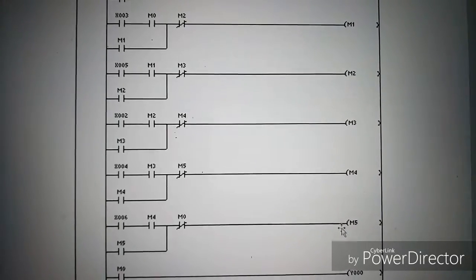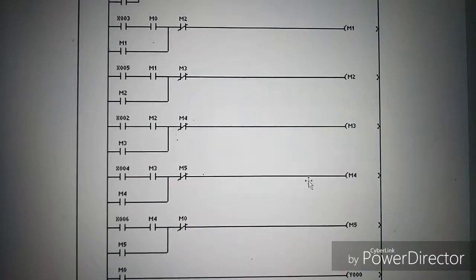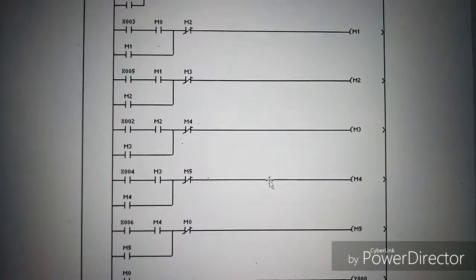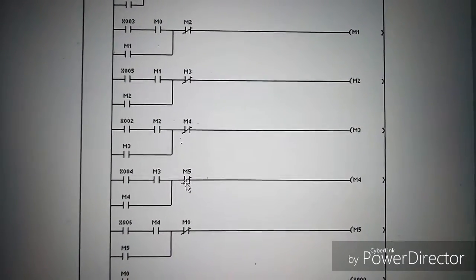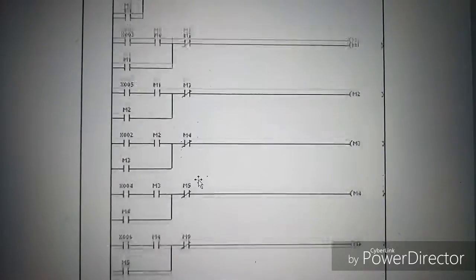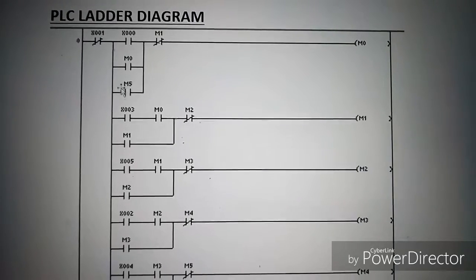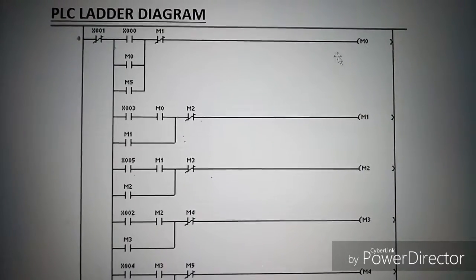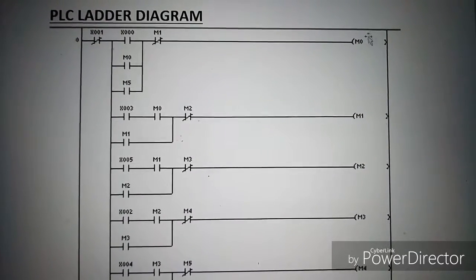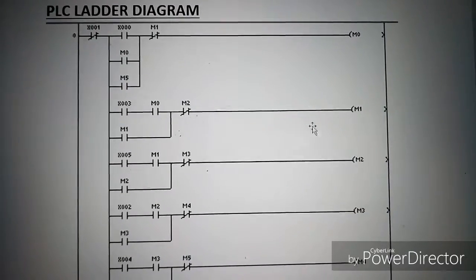When M5 is energized, M4 will now be de-energized since M5's closed contact will now be open, and the open contact of M5 at the top will now energize M0, thus starting the loop all over again.